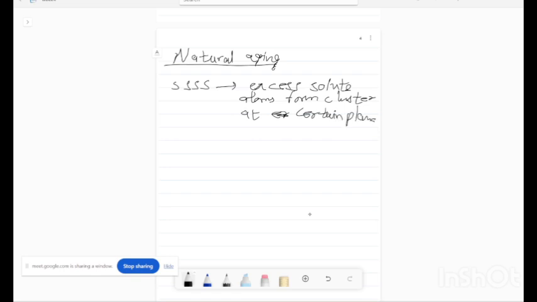So can you explain why only certain planes the excess solute atoms cluster? No idea, madam. Okay.